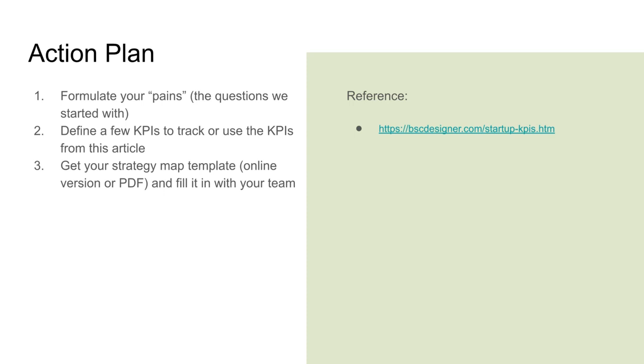So the action plan. Formulate your pains, the questions that we started with. Then define the KPIs. I don't recommend for you to track many KPIs. Try to focus on between 5 and 10 KPIs. You can grab some from this article. And finally, create a strategy map for your startup. Again, you can use an online version of BSC Designer, or you can just download a template for this strategy map in PDF, print it, and fill it in with your team.